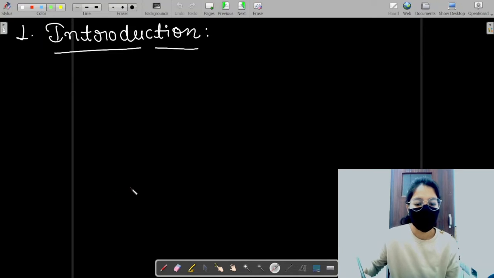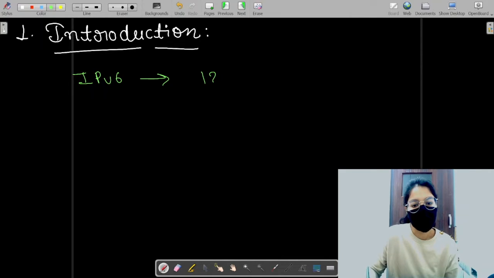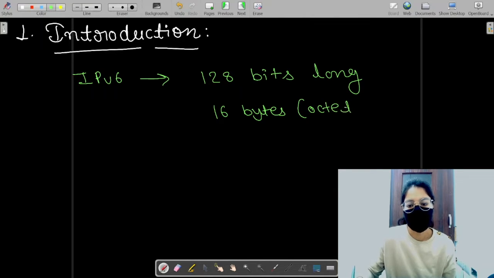Already we know IPv4 is divided into 4 octets, or we can say 4 bytes. Okay, but IPv6 is 128 bits long, and we can say we are dividing 128 bits into 16 bytes, or otherwise we can say octets.